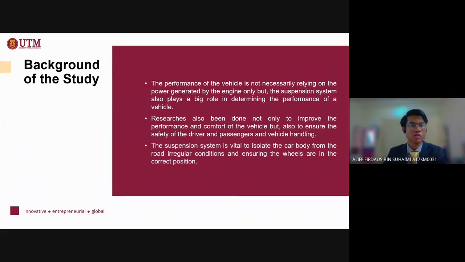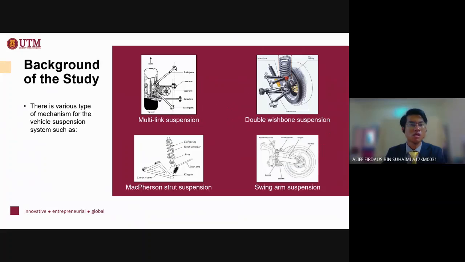For the background of the study, the performance of the vehicle is not necessarily relying on the power generated by the engine only, but the suspension system also plays a big role in determining the performance of the vehicle. So research has also been done not only to improve the performance and comfort of the vehicle, but also to ensure the safety of the driver and passengers and also the vehicle handling. The suspension system is vital to isolate the car body from the road irregular conditions and ensuring the wheels are in the correct position.